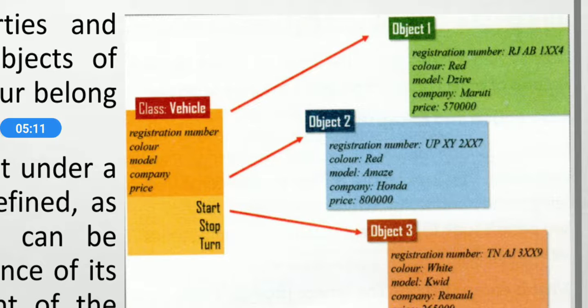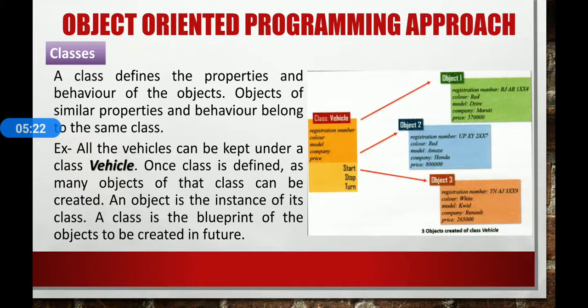In object 2, he has also given some details about that vehicle, Honda Amaze. So these are the objects of the class vehicle. It means the objects of similar properties and behavior belong to the same class. Hence, a class is a blueprint of objects to be created in future, just like a map of a house.